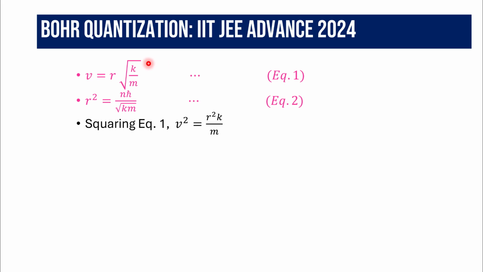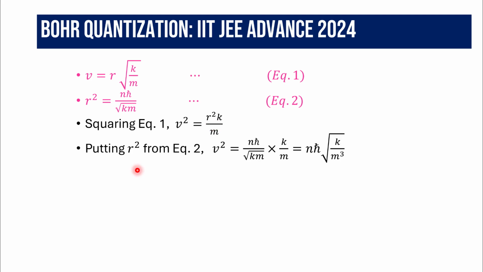So let us square the first equation. If you square, this becomes v square, and this is equal to r square k by m. Now putting r square from equation 2 in this one, you will have v square equals k by m, and r square is this term, nh by square root of km. Now if you simplify, then v square is simply nh bar, or nh bar, whatever you call, times square root of k by m cube.